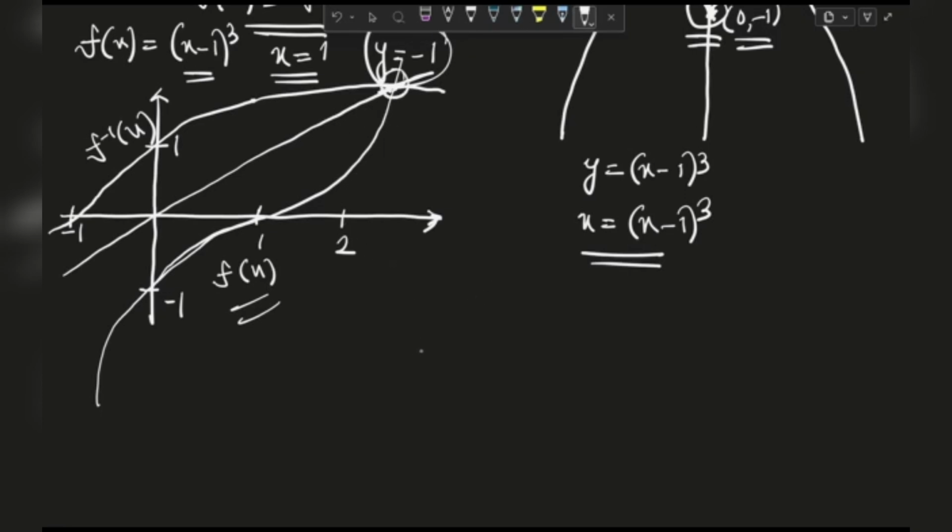So let's try to find out a few values. Our f of x is (x minus 1) whole cubed, right? What I will do is, f of 1 is already a root. We know f of 1 is 0. No point in finding that out. So let's find out f of 2, because as I can see, 2 is here.